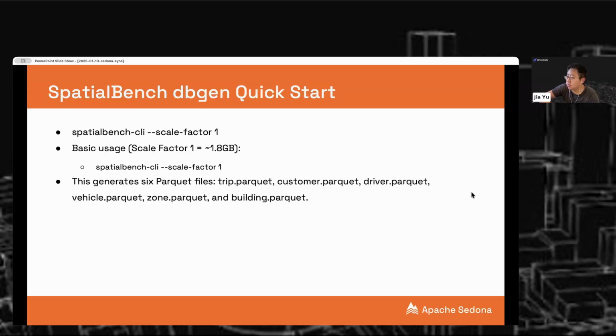And here are some basic usage of SpatialBench database generator, DBGen. You can choose different scale factor. For example, if you choose scale factor 1, it will generate 6 Parquet files: trip table, customer table, driver table, vehicle table, zone table, and building table. All the tables, they are actually in compressed Parquet format.